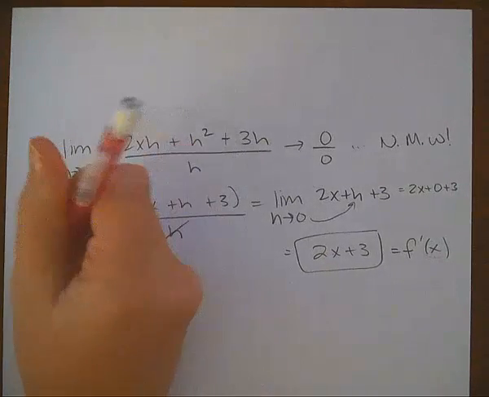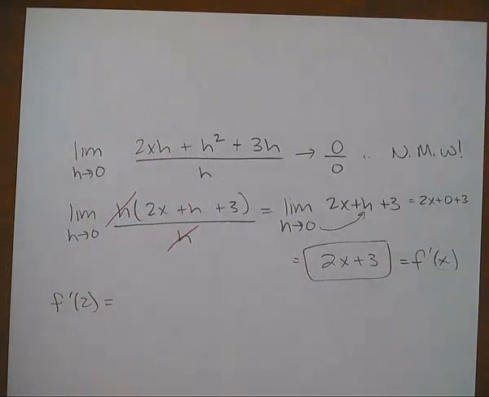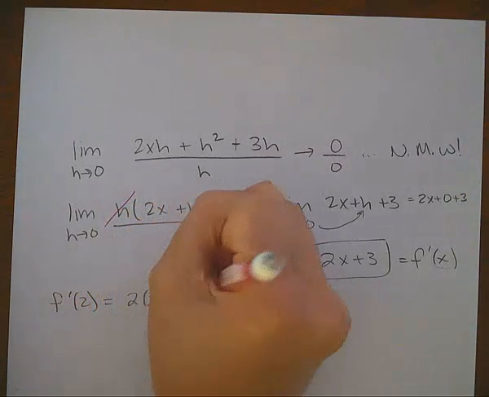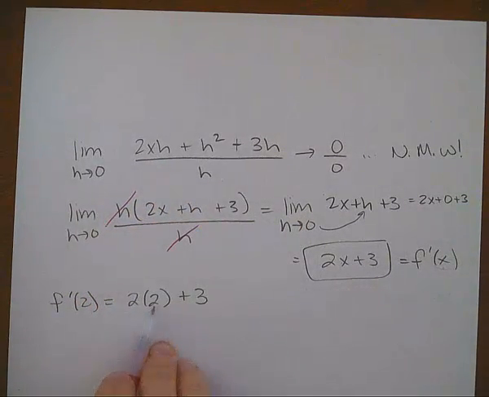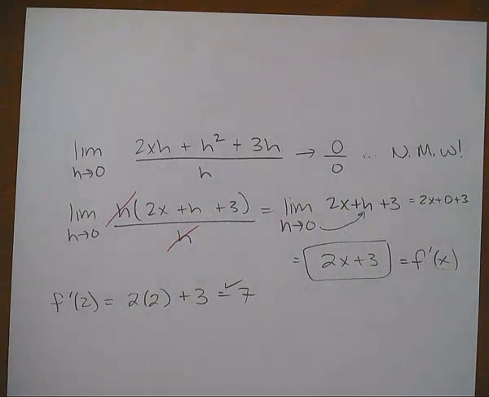Let's see if it works with the first one. So the first one was f prime of 2, and we got 7 when we wanted to find f prime of 2. Let's see if that would work here. So if I plug in 2, I get 2 times 2 is 4, plus 3 is 7. That's a check. That means I have the derivative of f at any x. I can plug in any x and get the correct derivative at that point.